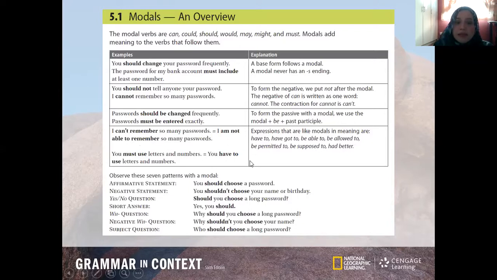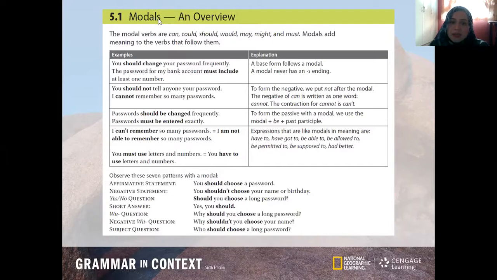Now, another example: you must use letters and numbers. This is the modal verb. If you're using expressions that are similar to modals in meaning, like I mentioned, "must" could have the same meaning as "have to." So it will become: you have to use letters and numbers. I hope you guys understand this overview of modals.